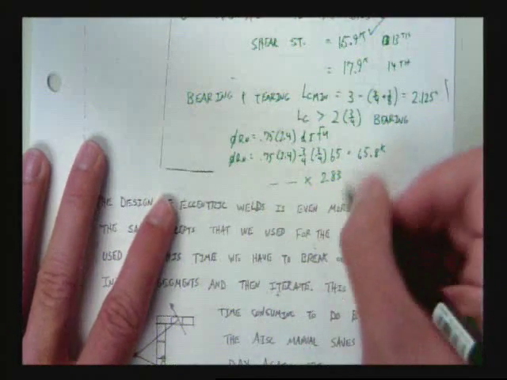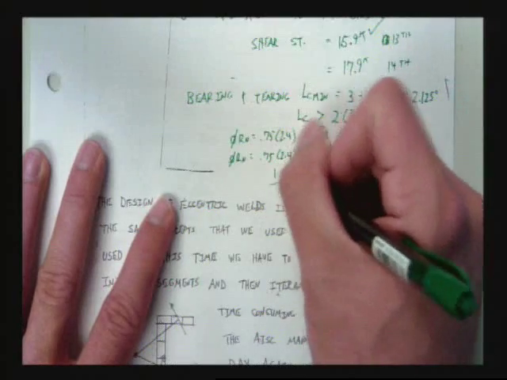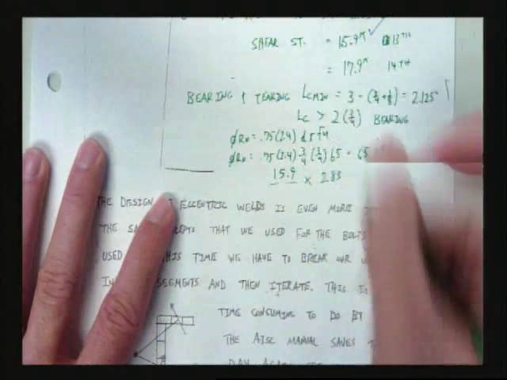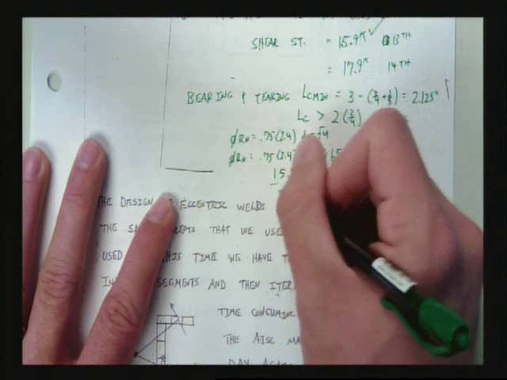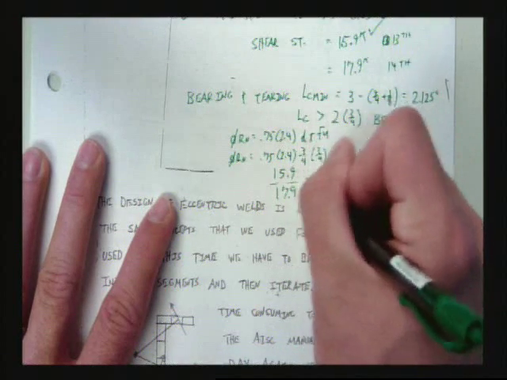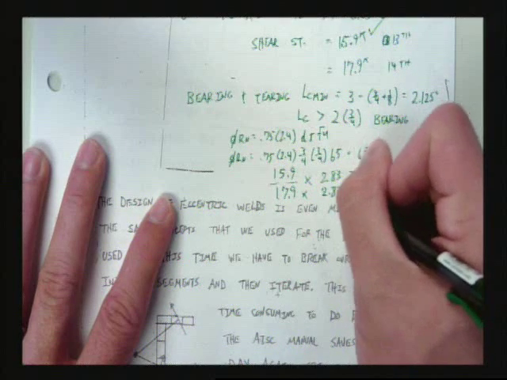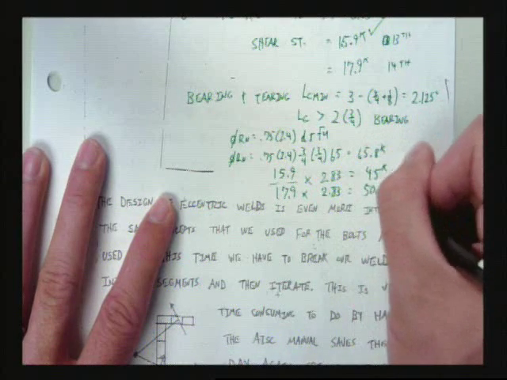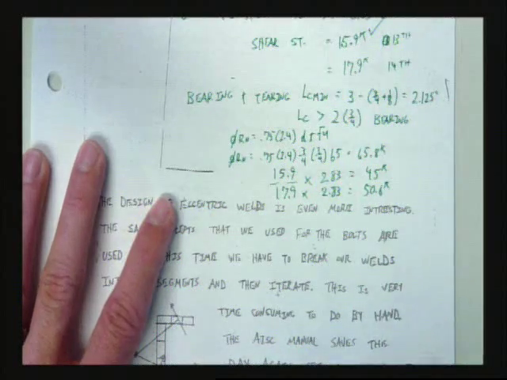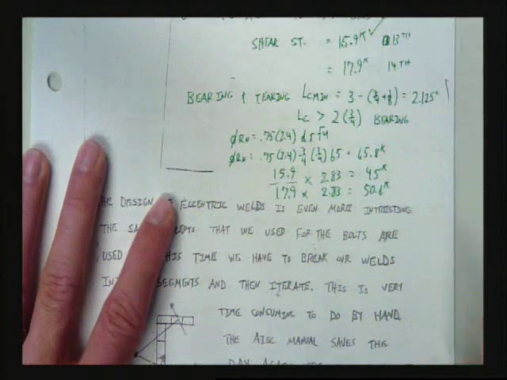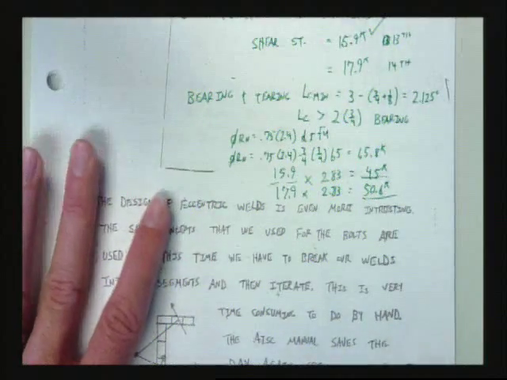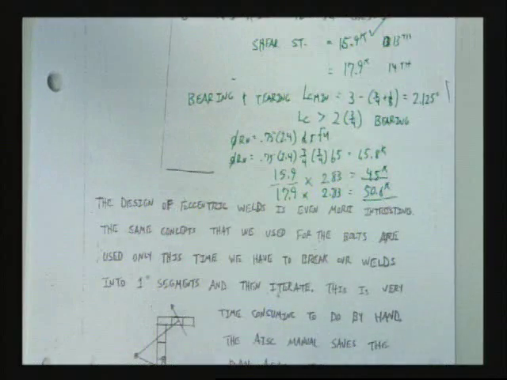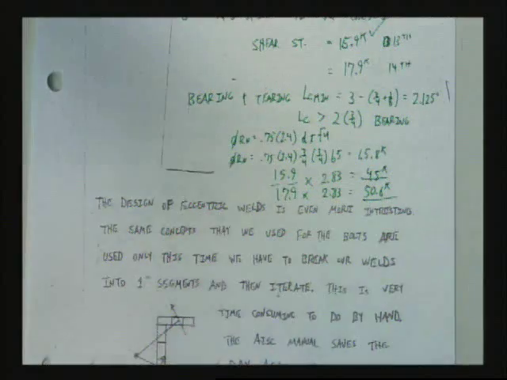Okay, so we're going to take 2.83 and multiply it by, if you're using the 13th edition, that value, and you'll get 45 kips. And if you're using the 14th edition, you're going to take 17.9 times 2.83, and you're going to end up getting 50.6 kips. Remember, they're basically the same answer, right? Just the manual has different capacities for bolts. Does that make sense?